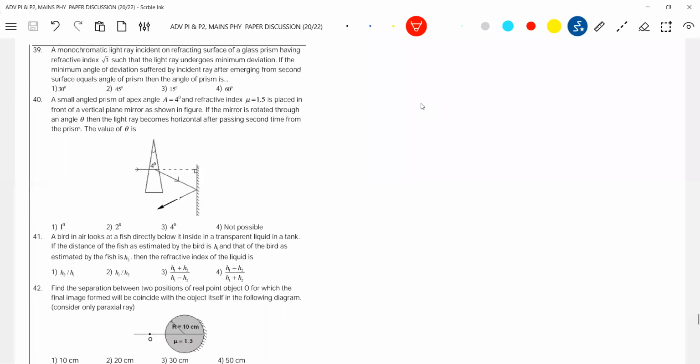Question number 40. Deviation produced by the prism is (mu minus 1) into A. Mu is 1.5, so (1.5 minus 1) into angle of prism 4 degrees. So 2 degrees is the deviation. So this will be delta.